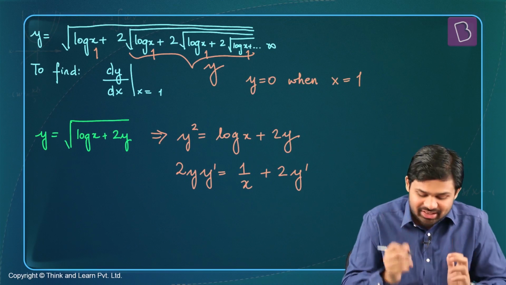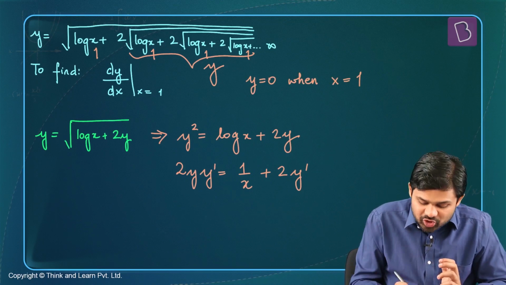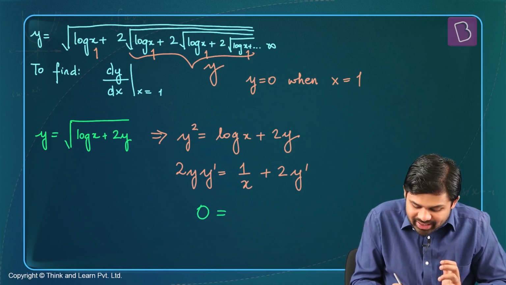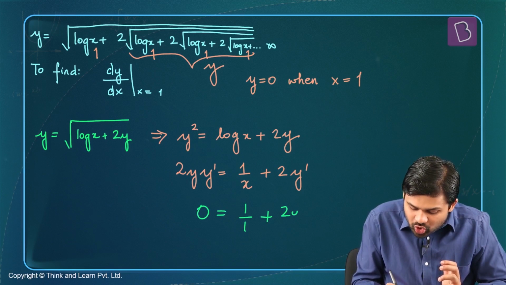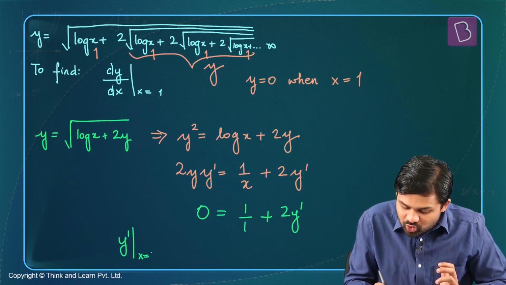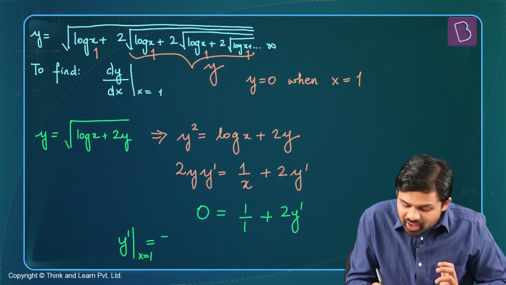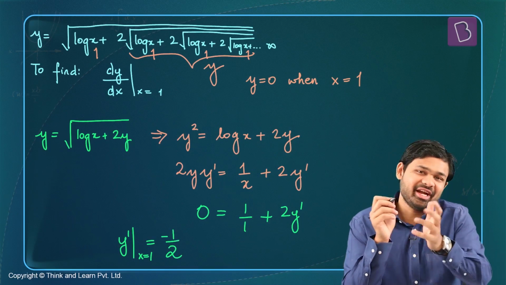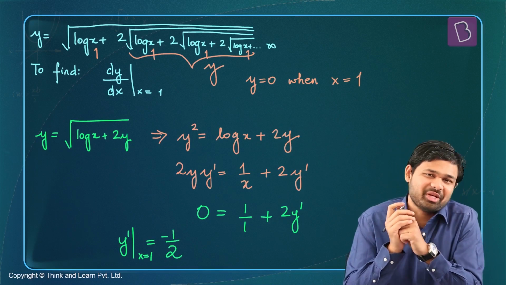Right? So this means that when x equal to 1, y equal to 0, my left hand side becomes 0, right hand side is 1 by 1 plus 2y dash. So y dash at x equal to 1 will be equal to negative half. That's the correct answer to this question. A very, very simple question.